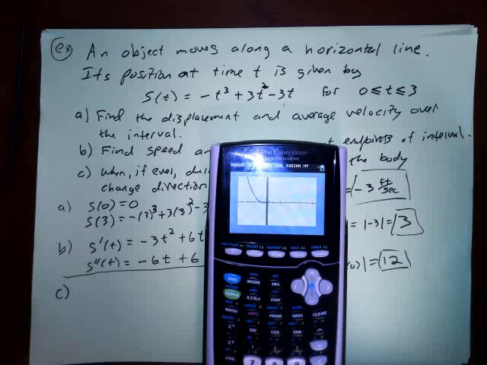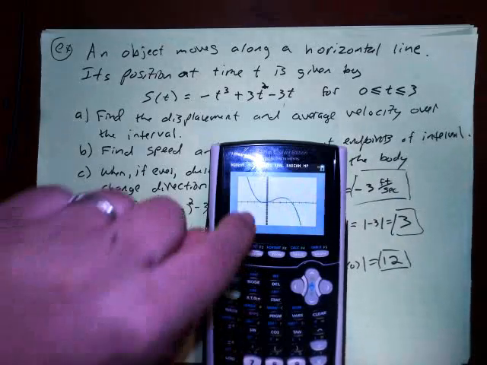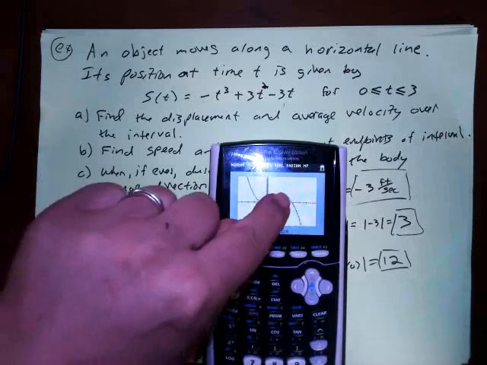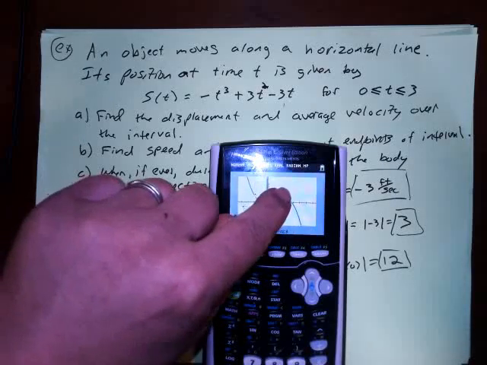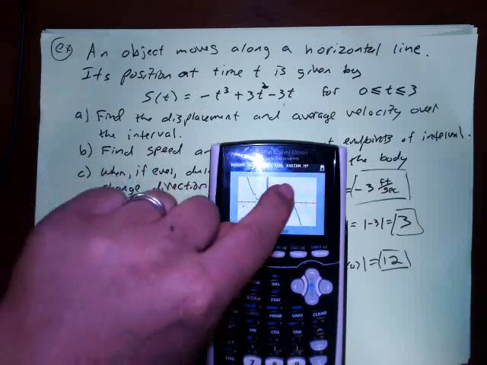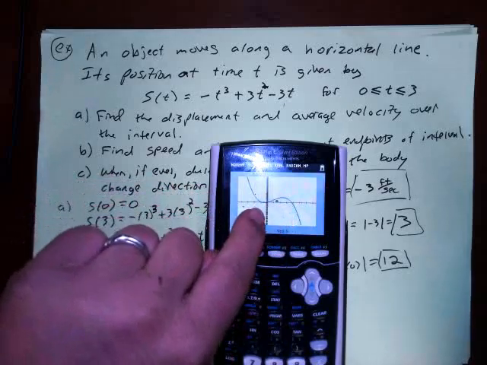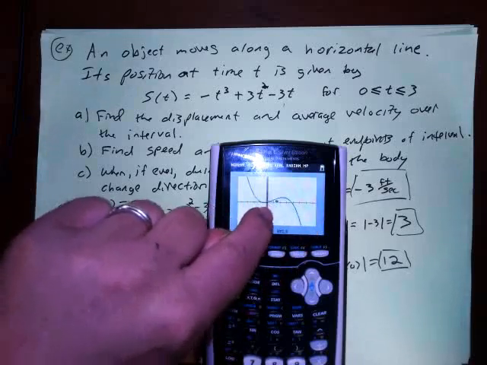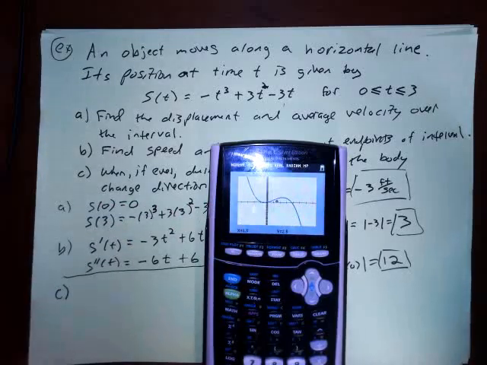So here's the cubic. This is when the object turns around, like it's going away from 0, and then it turns around, and then it's going back. So it's going to change directions twice over the whole domain, negative infinity to infinity. But between 0 and 3, it changes direction once.